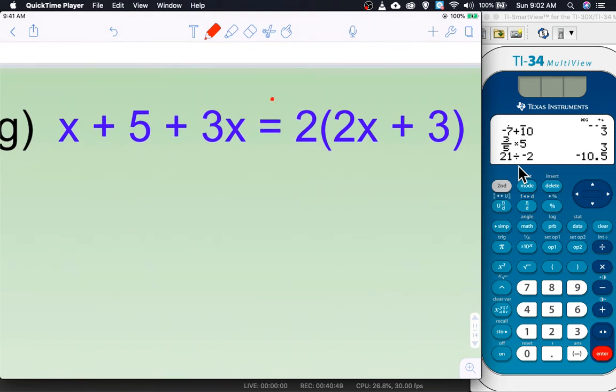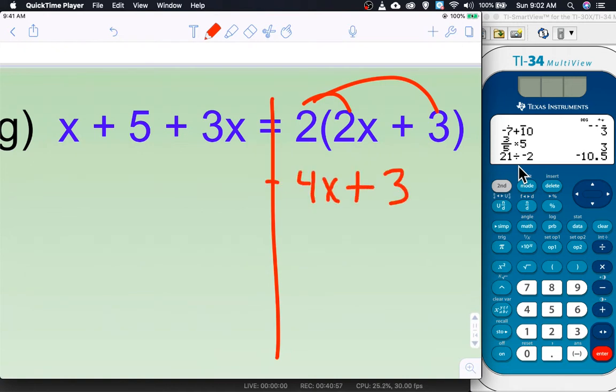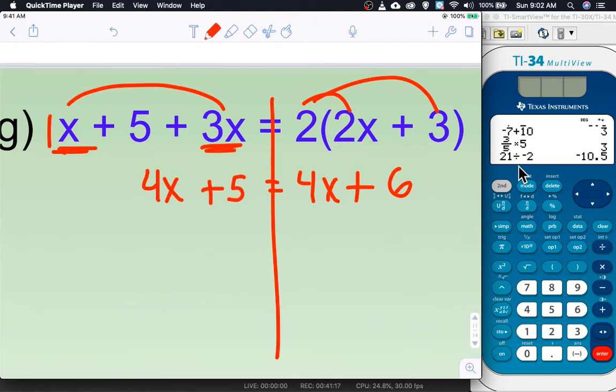All right, letter G. So we have distribute the parentheses. We've got 4x plus 3. On the other side, oh, no, that's not 3. I forgot to multiply. How about 6? 4x plus 6. On the left-hand side, I can combine this x and this x. 1x combined with 3x gives me 4x. And my 5 comes along for the ride.